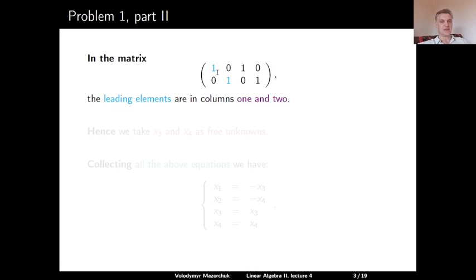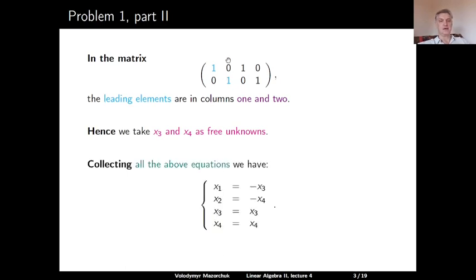So we start from this matrix, and we observe that the leading elements in the non-zero rows are in columns 1 and 2. This corresponds to the unknowns x1 and x2. So we can take all the other unknowns, that is x3 and x4, as free unknowns. And now we can use these two equations to write down the expressions for x1 and x2 in terms of x3 and x4. The first equation reads x1 is equal to minus x3, we move this to the other side. And the second equation reads x2 is equal to minus x4.